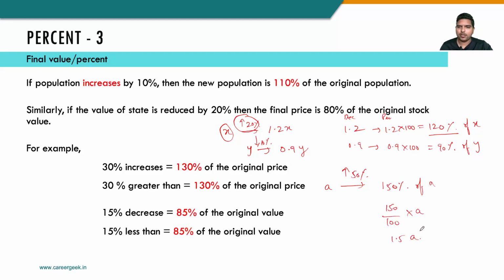So this is how we can solve the percentages directly. You can go through the other ones. 30% increase, so 100 plus 30, 130%, and 15% decrease, 100 minus 15, so 85%.